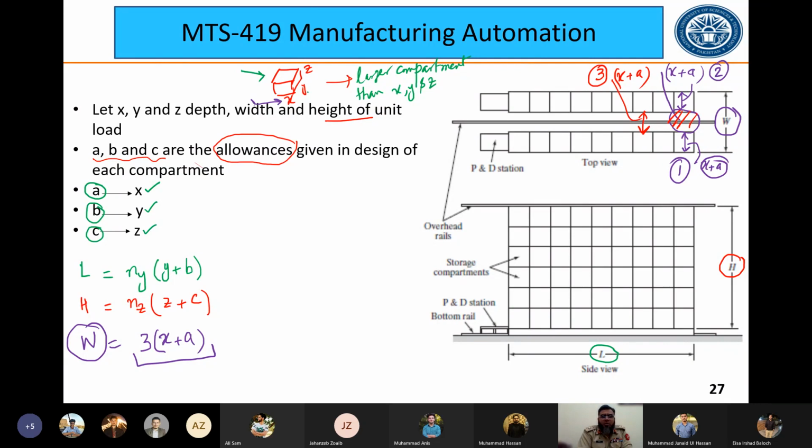What is important to know is that we must have a larger compartment size than x, y and z. Understood? There is absolutely no doubt that if we do not have a compartment which is larger than the X, Y and Z dimensions, our SKU or our unit load is not going to fit in that compartment. So we need to have a compartment which is larger than the dimensions X, Y and Z. OK.